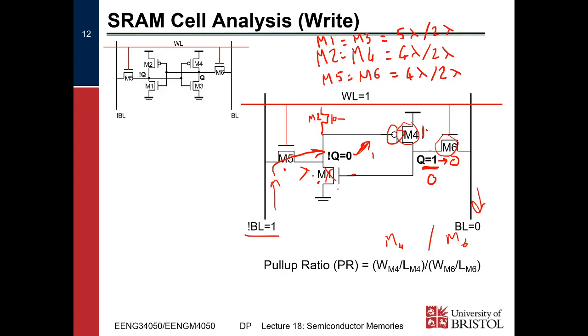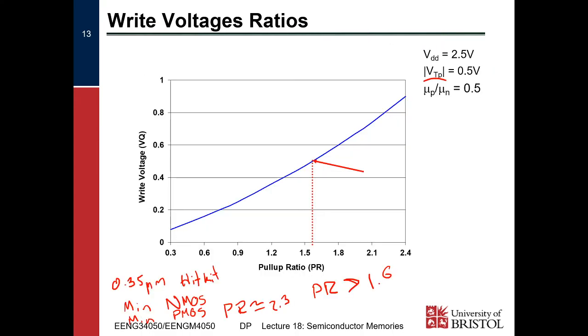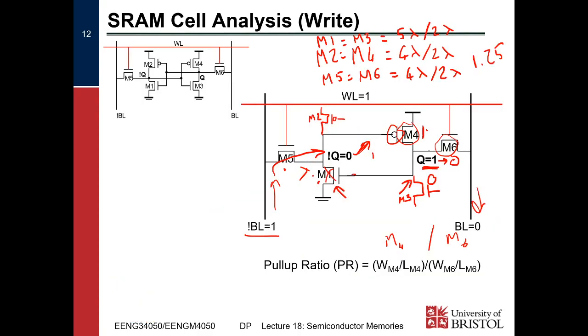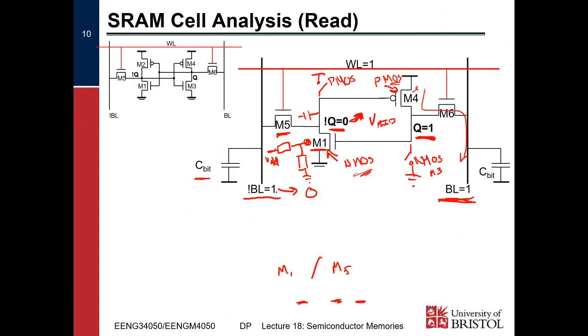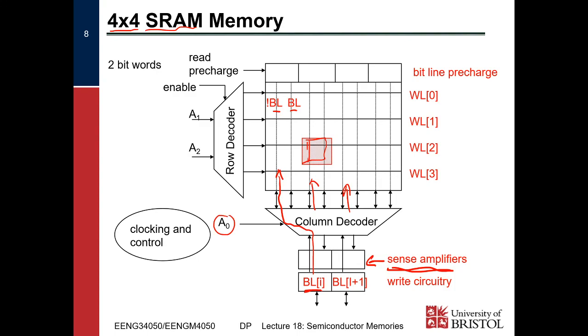So our M1 and our M3 will be slightly bigger at 5 lambda by 2 lambda, giving us a 1.25 ratio. And then M2, M4, M5 and M6 will all be absolutely minimum sized. And that will give us a working memory, right? And then we can adjust those ratios to get slightly better performance if we want. So that's how you would do it with an SRAM cell. So that was looking at a 4x4 SRAM memory.